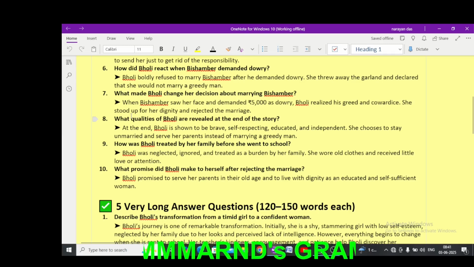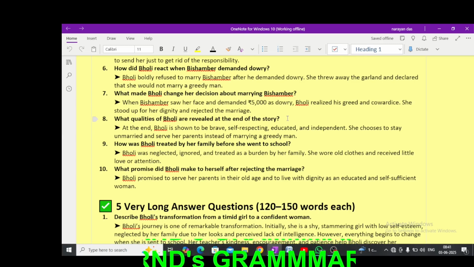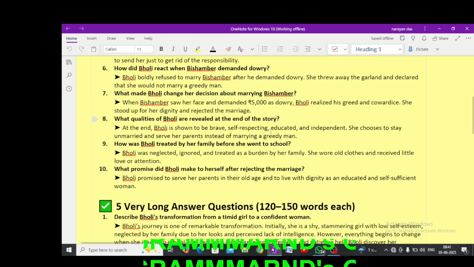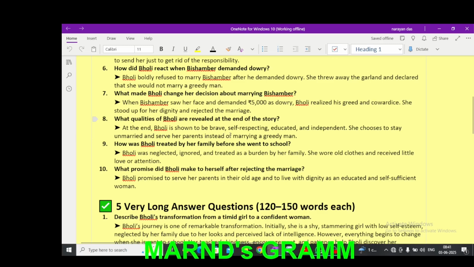Question 8. What qualities of Bholi are revealed at the end of the story? This is very important, and you can say this is the theme of the story. Answer. At the end, Bholi is shown to be brave, self-respecting, educated, and independent. She chooses to stay unmarried and serve her parents instead of marrying a greedy man.